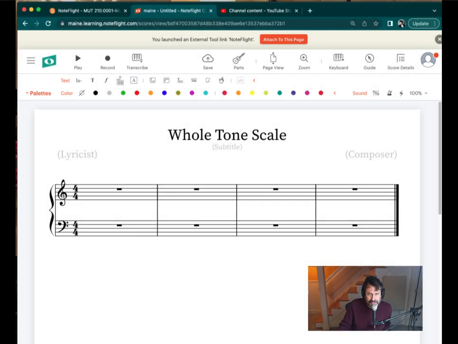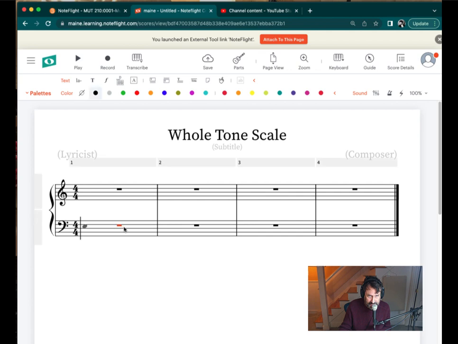Okay, we're going to introduce the first symmetrical scale that we're going to use in our compositions, which is the whole tone scale. Pretty familiar, I think, to a lot of people. The whole tone scale consists of only whole steps, therefore, the whole tone scale, right?